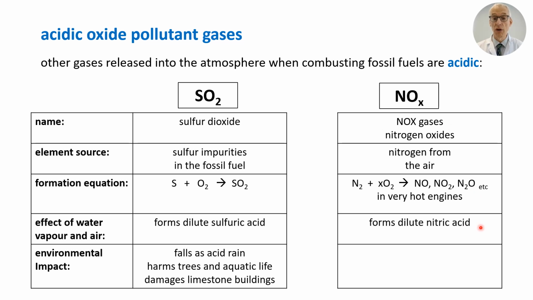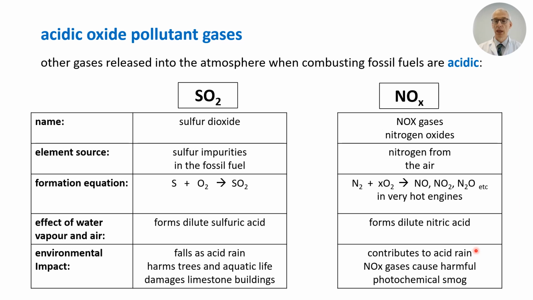The effect of water vapor and air is to form dilute nitric acid, which of course falls as acid rain. So it's a contributor to the acid rain problem. But NOx gases also at street level cause harmful photochemical smog, which has its own direct harmful effects on human health.